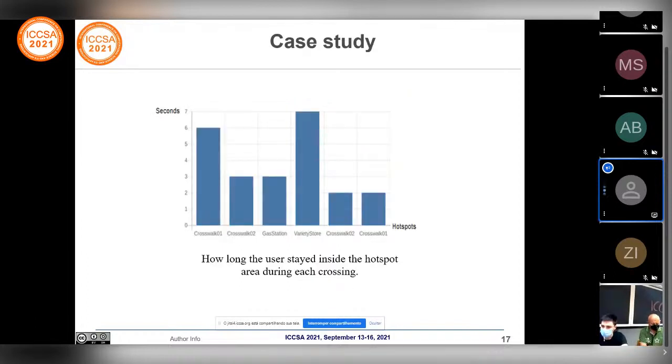This chart shows how long the user stayed inside the hotspot area during each crossing. For example, the user spent 6 seconds walking the pedestrian crossing 01 the first time, and 2 seconds the second time here. So he crossed crosswalk 01 two times. The first time he spent 6 seconds, and the second time he spent 2 seconds to cross.